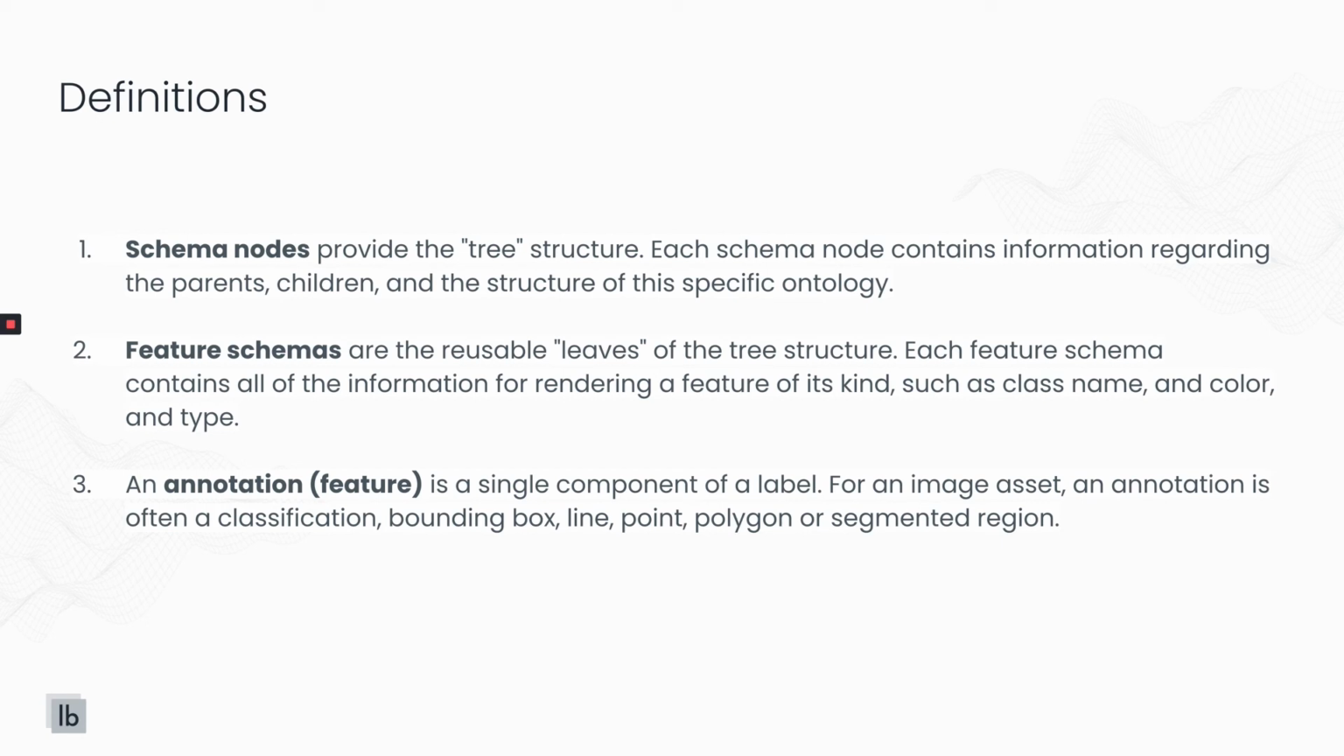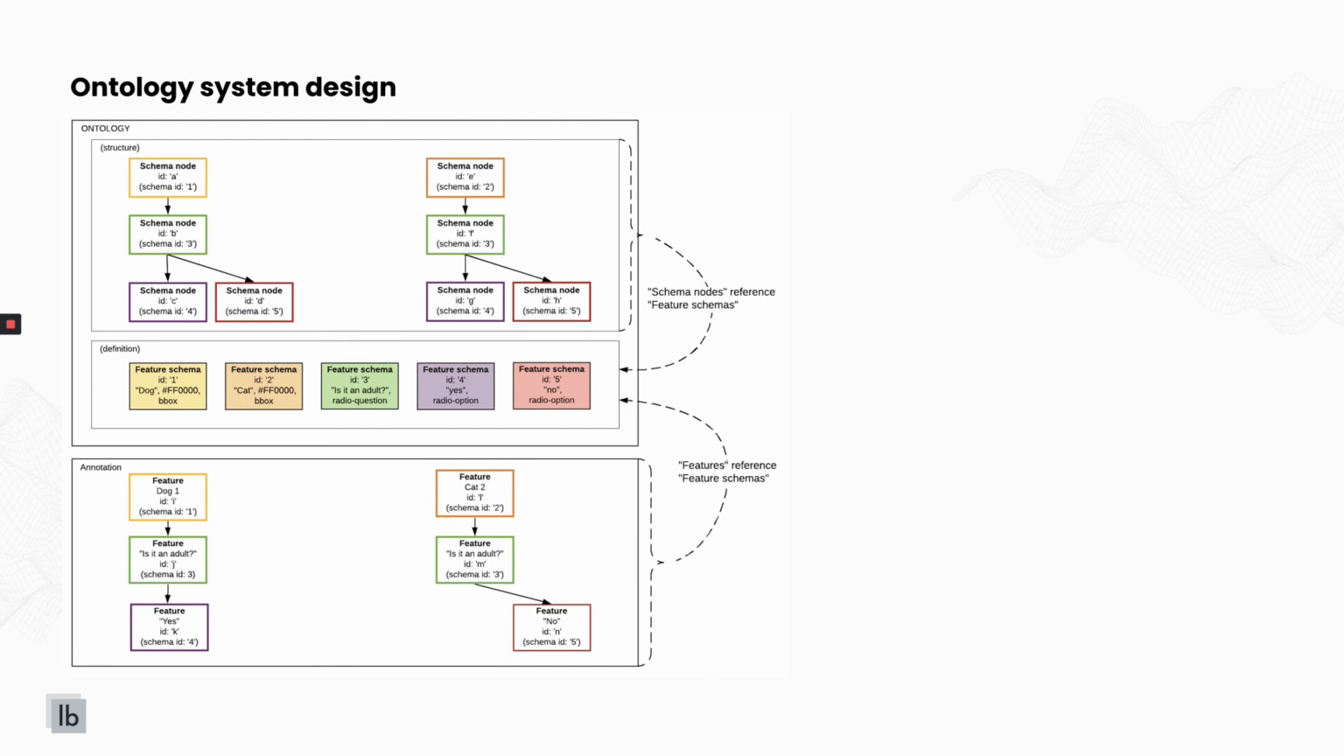And lastly, an annotation or a feature is a single component of a label on a data set. Annotation or feature are essentially object instances of feature schemas. In other words, feature schemas can be thought of as blueprint, and annotations are stamped cookies using the blueprint of feature schemas. So with these definitions, we arrive at the ontology system design.